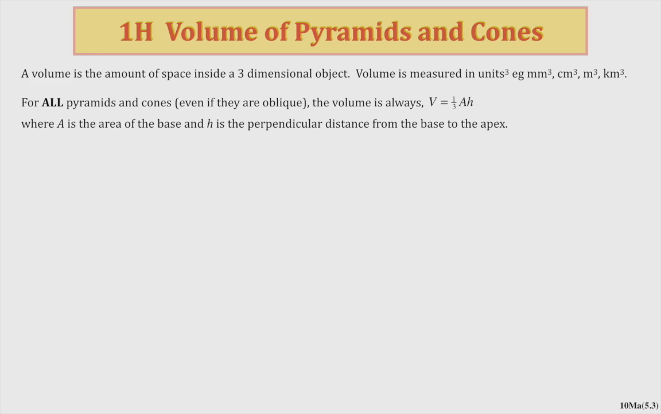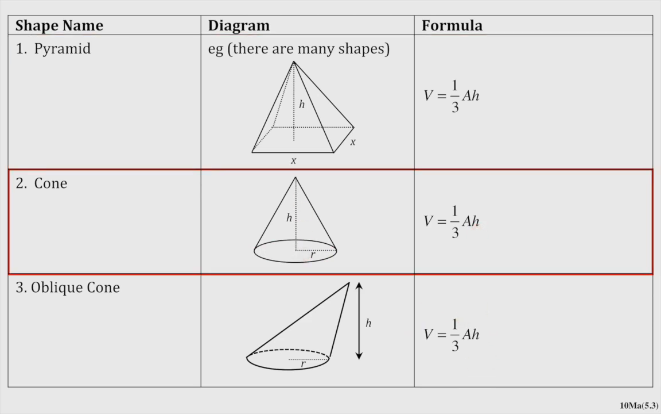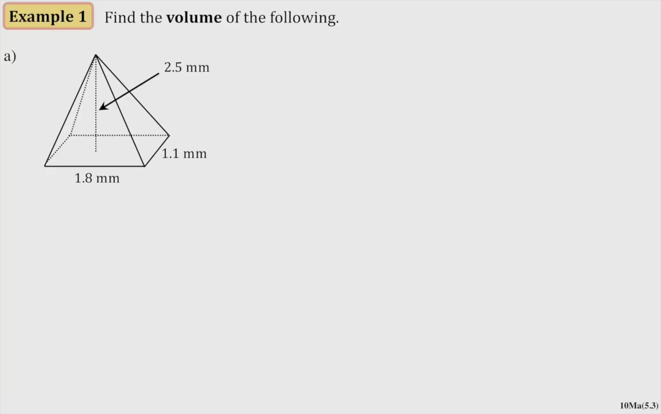Now let's look at 1H. We're going to be dealing with volumes of pyramids and cones. So here are our formulas. For any pyramid, the volume is 1/3 of the area of the base times the height. For a cone, the volume is 1/3 times the area of the circle on the bottom times the height. Doesn't matter if it's on a lean, it's still the same formula. That's those ones. Let's go to the next one, which is an example.